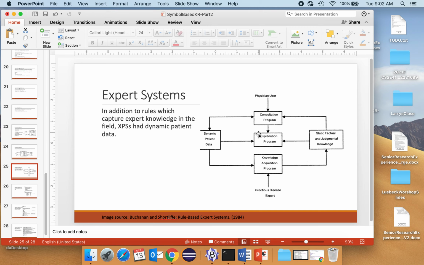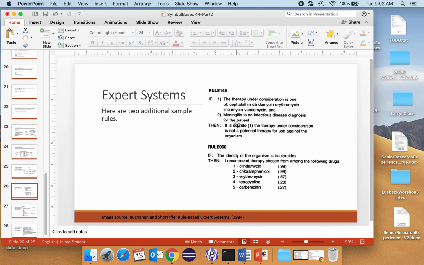And so there was a way to give explanations. We already have seen this one over here. So in addition to the rules that we have seen, there's also dynamic patient data that we store. And so that's an important aspect of it. Let's have a few more rules over here. Here's another rule, again from Rule-Based Expert Systems from the book.